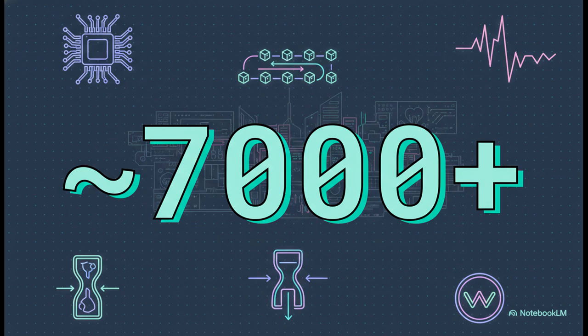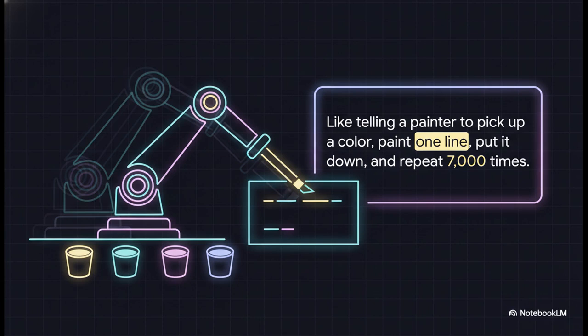So why is that such a bad thing? Well, think about it like this. Imagine you're telling a painter what to do. The slow way is to say, okay, pick up the blue paint, paint one tiny little line. Now put the blue paint down. Okay, now pick up the light blue paint, paint another tiny line, put it down. And you make them do that 7,000 times. The poor painter is going to spend way more time just switching colors than actually painting. That's exactly what was happening inside the computer.